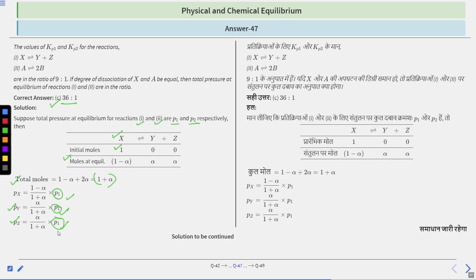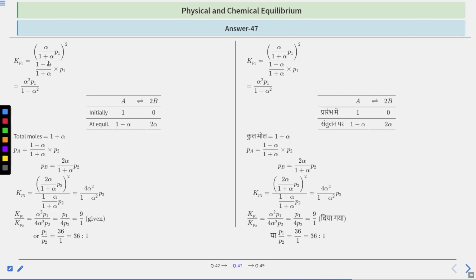Now Kp1, if we calculate, will be the partial pressures of products divided by the partial pressure of reactant. The products are Y and Z, so (alpha upon 1 plus alpha times P1) to the power 2, because the partial pressures of Y and Z are the same, divided by the partial pressure of X, that is (1 minus alpha) upon (1 plus alpha) times P1. On solving this, Kp1 equals alpha square P1 divided by 1 minus alpha square.